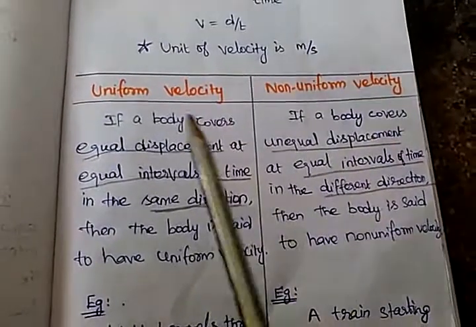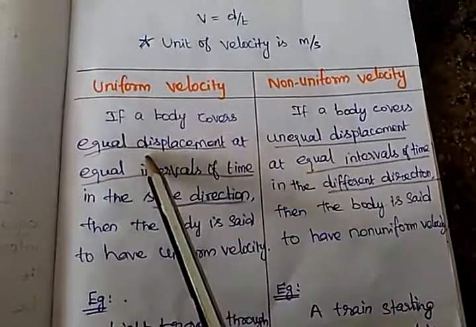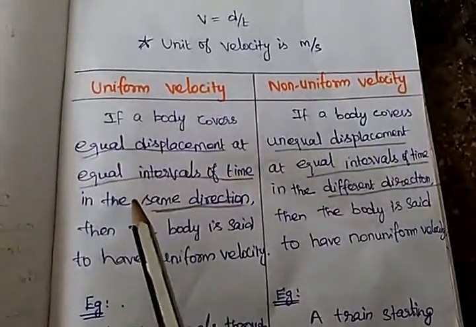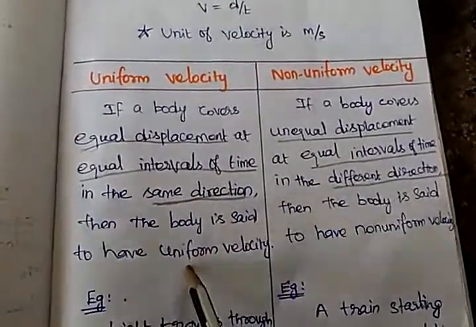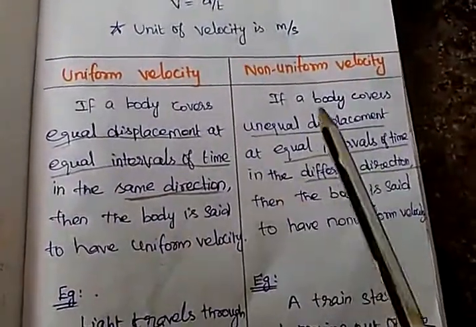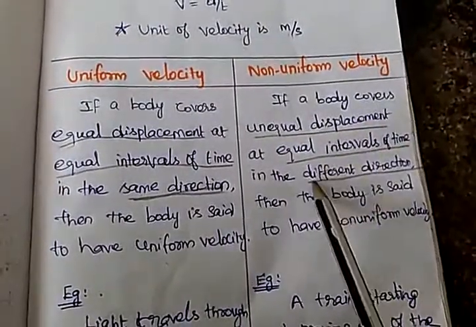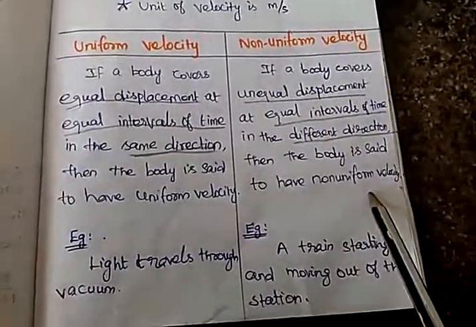Students, what is uniform velocity? If a body covers equal displacement in equal intervals of time in the same direction, then the body is said to have uniform velocity. But if it covers unequal displacement in equal intervals of time in a different direction, then the body is said to have non-uniform velocity.